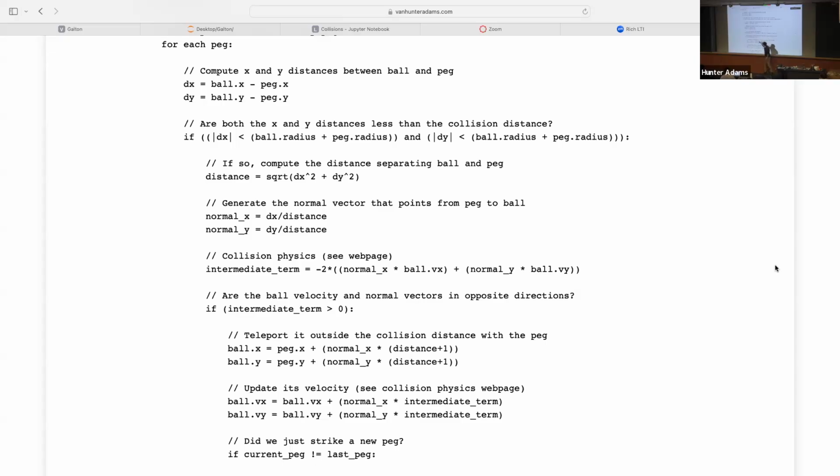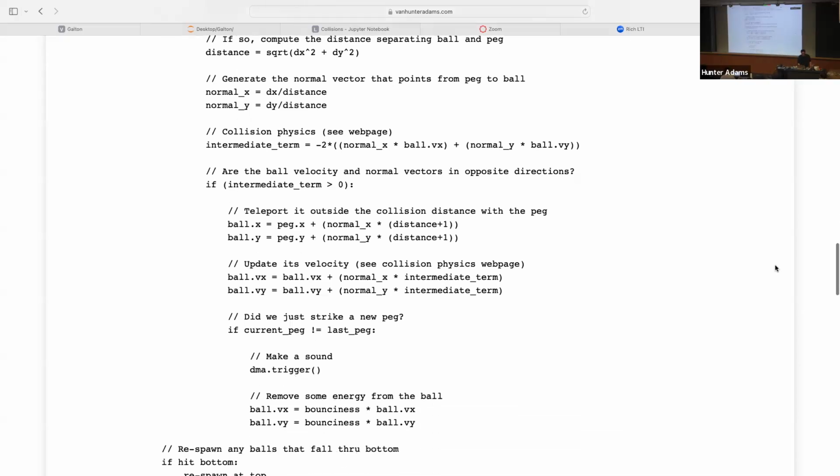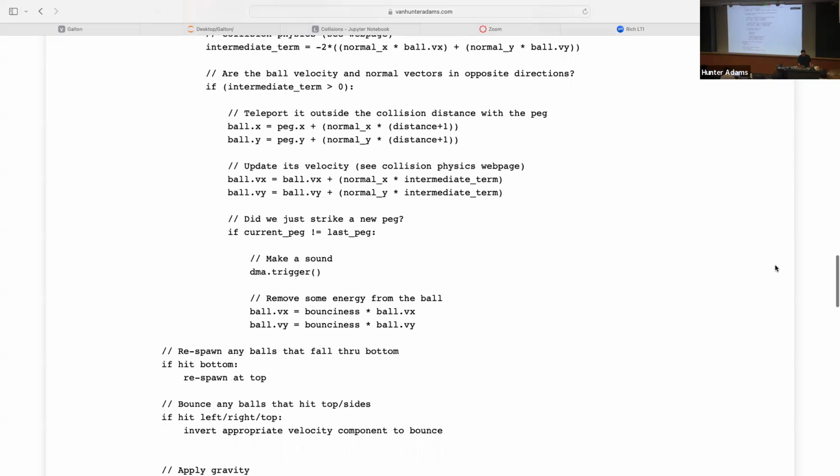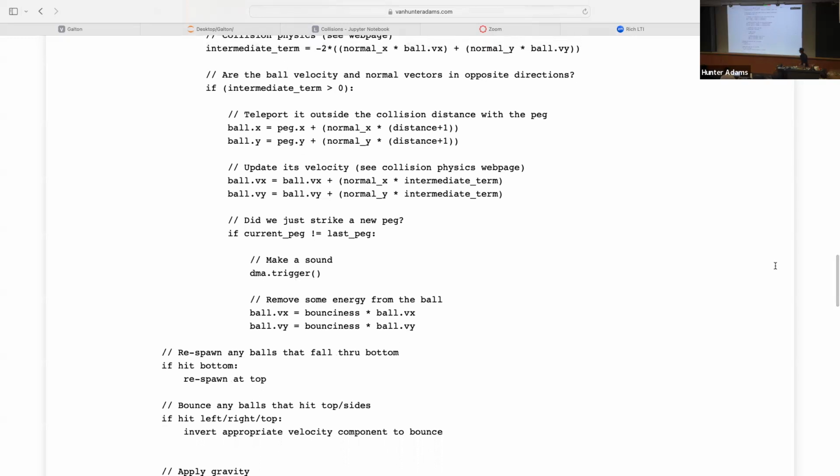In the event that we are colliding with the peg, the only other line here that I wanted to point you to as being slightly unusual is you will notice that we teleport the ball a little bit. If we've collided with a peg, we're going to do the collision physics, but we also just teleport the ball a little bit back in the direction that it came.